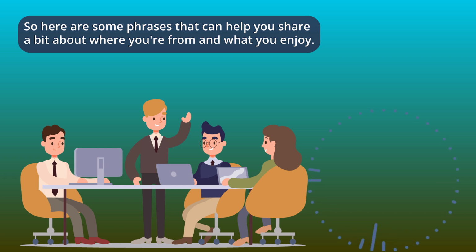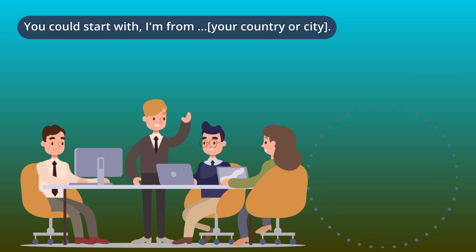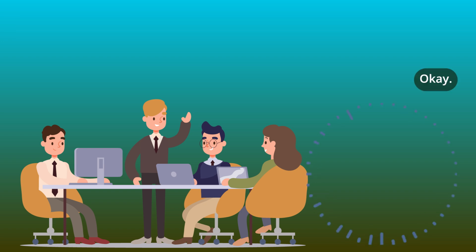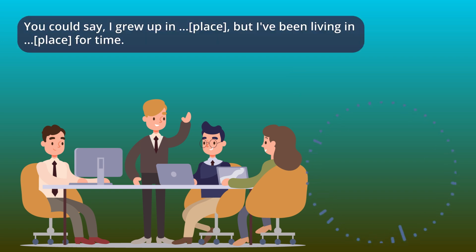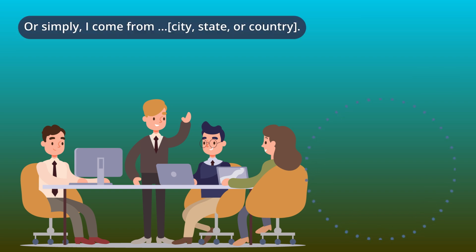Okay, so here are some phrases that can help you share a bit about where you're from and what you enjoy. You could start with, "I'm from your country or city. Where are you from?" Okay, get the conversation going. Yeah, you could say, "I grew up in place, but I've been living in place for time." Or simply, "I come from city, state, or country."